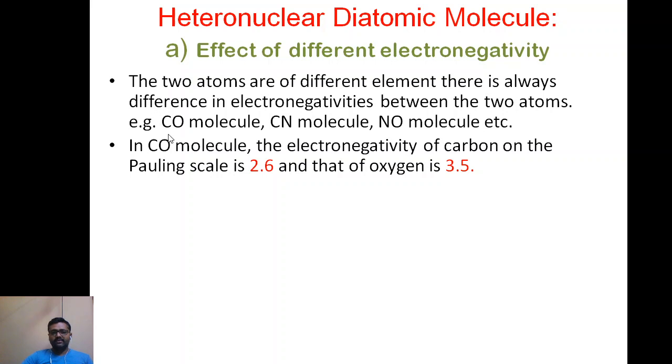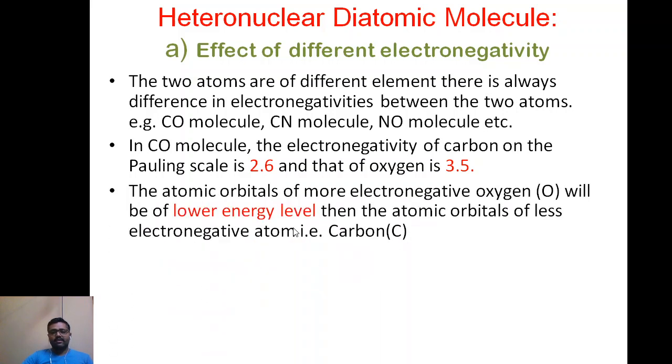I have to explain in detail one example, the CO molecule. In the CO molecule, the electronegativity of carbon on the Pauling scale is 2.6, and oxygen is 3.5. The electronegativity is different because they are different atoms. Carbon is 2.6 and oxygen is 3.5, which affects the energy level diagrams.